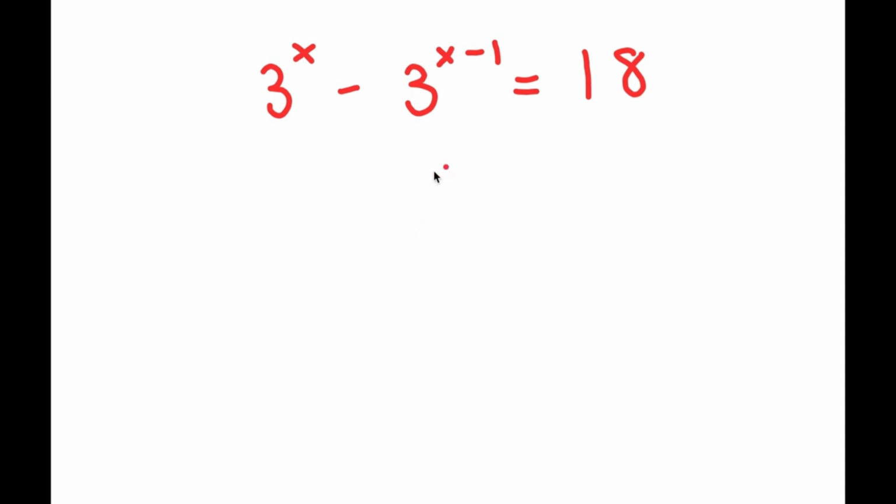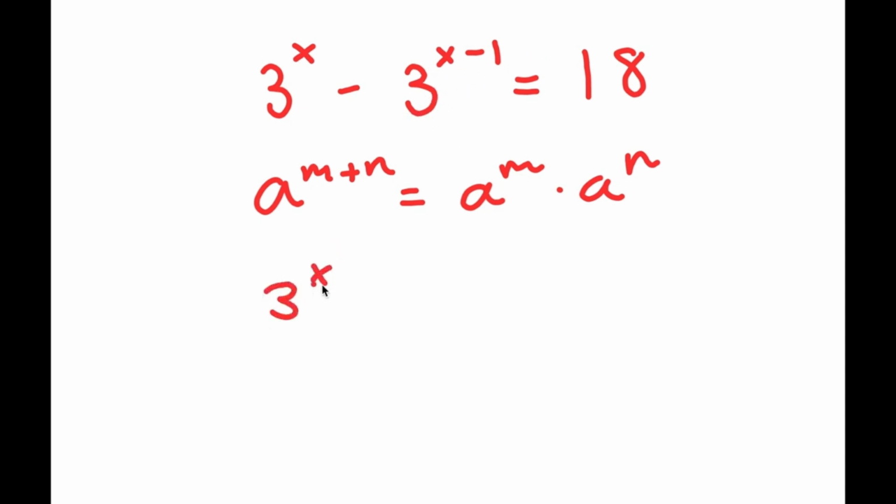Alright, so in this problem, I have 3 to the power of x minus 3 to the power of x minus 1 is equal to 18. To start, if I have something in the form a to the power of m plus n, this is equal to a to the power of m times a to the power of n. So 3 to the power of x minus 1 is going to equal 3 to the power of x times 3 to the power of negative 1, and this is equal to 18.